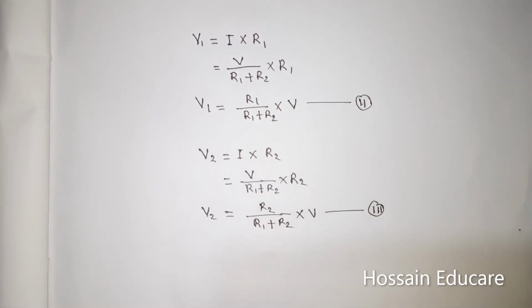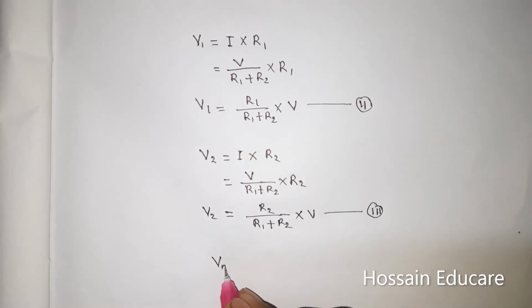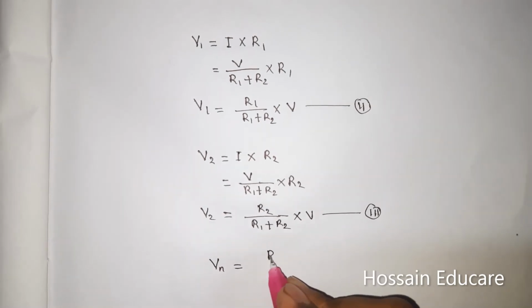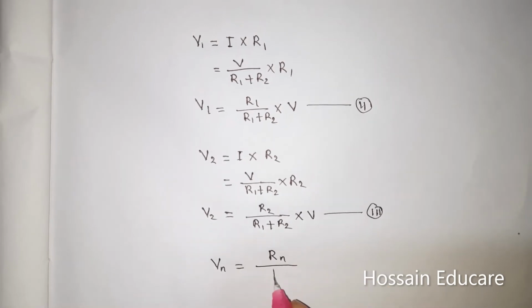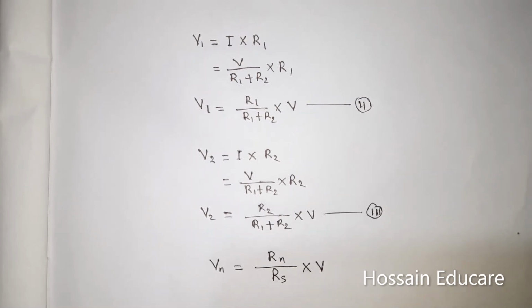From the explanation, we can easily calculate the voltage across a resistor in a series circuit by this formula: Vn is equal to Rn divided by Rs, into V. Here Vn is the voltage across the required resistor, Rn is the resistance of this resistor, Rs is the equivalent resistance of the series circuit, and V is the total supply voltage.